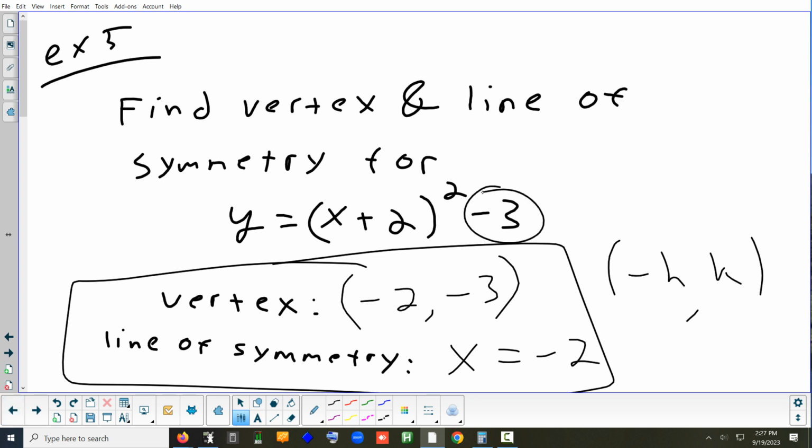I guess technically you could see something like this in the book. This is kind of a weird way to write it. But that's the same problem. They just put the negative 3, and it's still outside the parentheses. I usually like to put it at the end rather than the beginning. But that's the same problem. Okay.